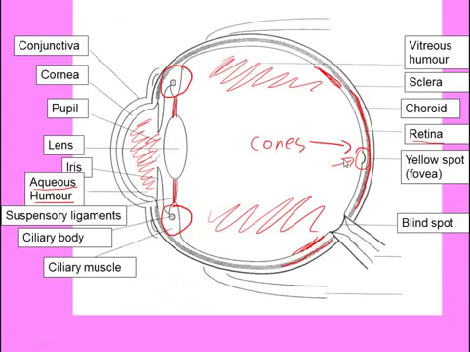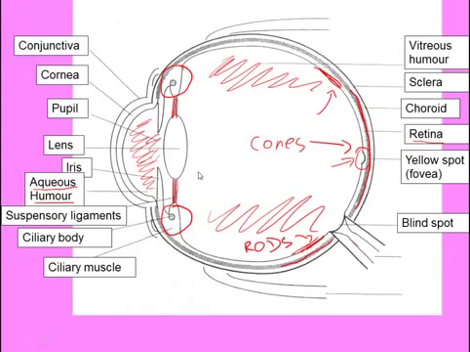Cones are our cells which are sensitive to different colored lights. We have 3 different cones, and they are sensitive to 3 different colors of light: red, green, and blue. The rods, on the other hand, out in this region here, are not sensitive to different wavelengths of light. They are sensitive to very low levels of light. They will only give you a black and white picture, but they will give you it in a very low light intensity.